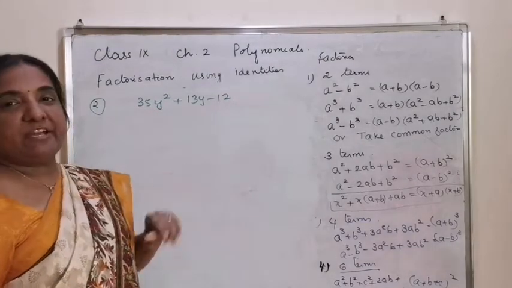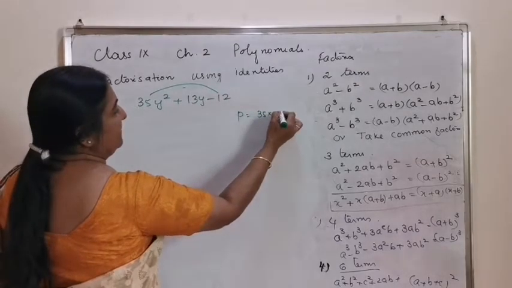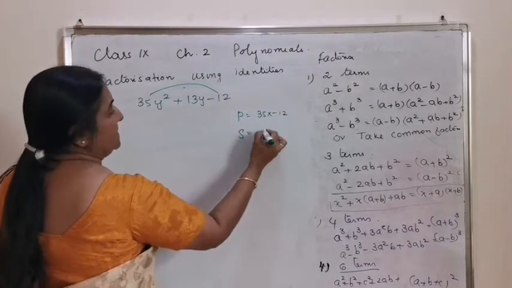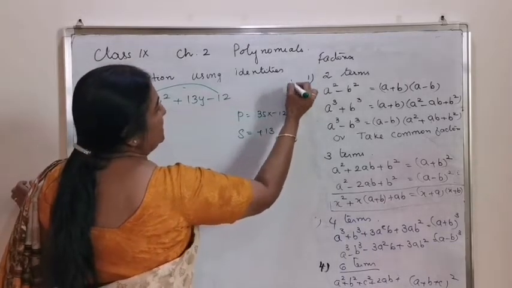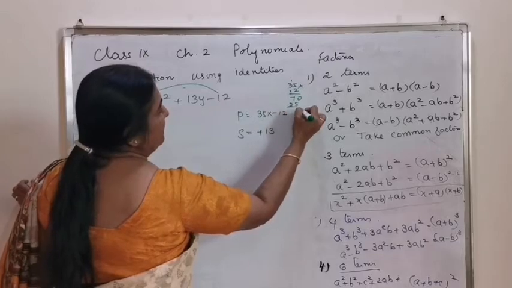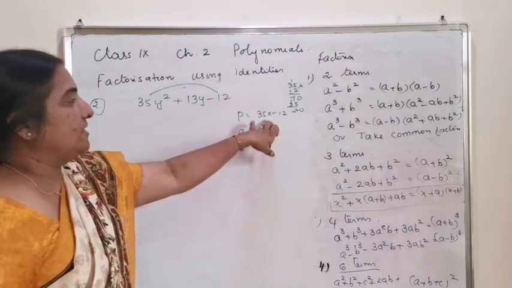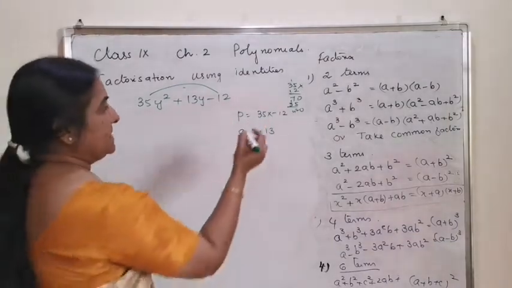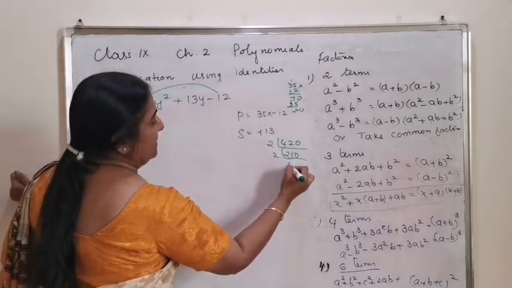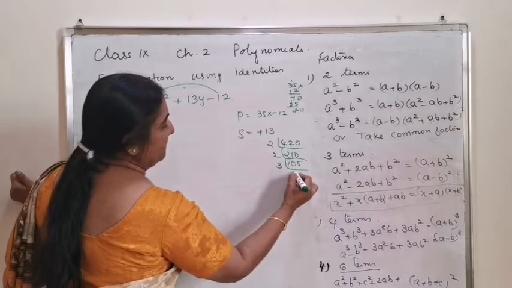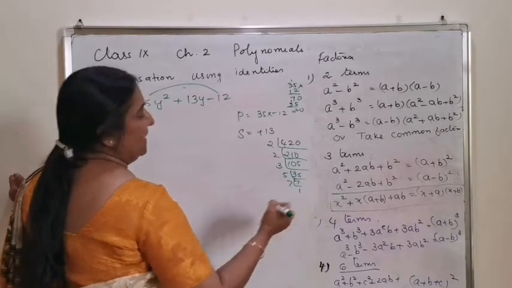The second question: 35y square plus 13y minus 12. Product is equal to 35 into minus 12. Sum is equal to positive 13. 35 into 12 is 420. You can also find factors by taking the factors as 7 into 5 and 4 into 3. But still let's go with the prime factorization. By 2, 210. By 2, 105. By 3, 35. By 5, 7 and 1.